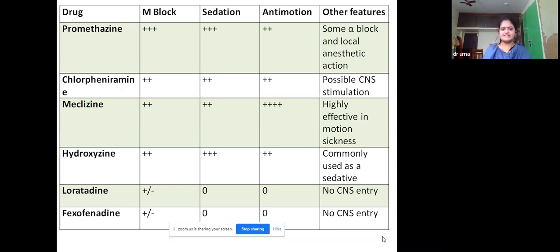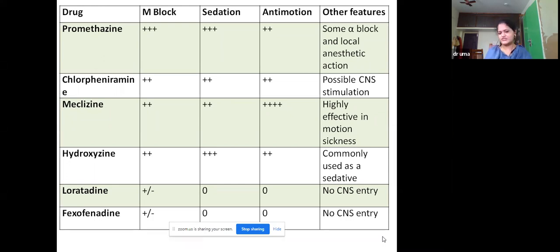But this is not seen with the second generation antihistamines. The anticholinergic effect is not seen with them, so they are not used in motion sickness. Among the first generation group, promethazine has additional alpha block and local anesthetic action. Usually they are sedatives, but chlorpheniramine in some people produces CNS stimulation. Meclizine is highly effective in motion sickness, mainly in seasickness. Hydroxyzine is commonly used as a sedative.